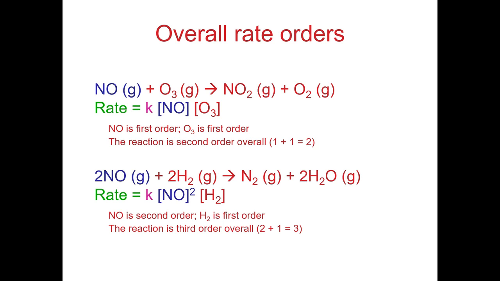Notice that this does not correspond to the coefficients. In the balanced equation, both reactants have a coefficient of 2. However, only NO is second order. H2 is first order. There is no correlation between coefficient and reaction orders. Overall, the reaction order for this reaction would be 3. So we have a second order plus a first order.